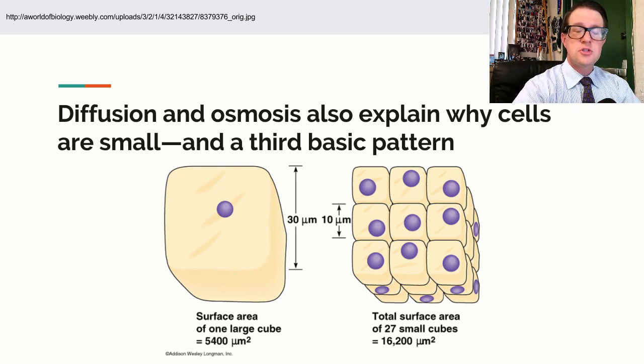Ultimately, that leads to how fast things can diffuse, either into the cell or out of the cell, whether they're things that we want, nutrients, or things we don't want, toxins, waste products. What that ultimately leads to is a limitation as to how big cells can be. And it leads to the third pattern of biology. So we had surface area tells you something about its function, and form dictates function. We have another pattern here that deals with geometry, and we will talk about that later in class.